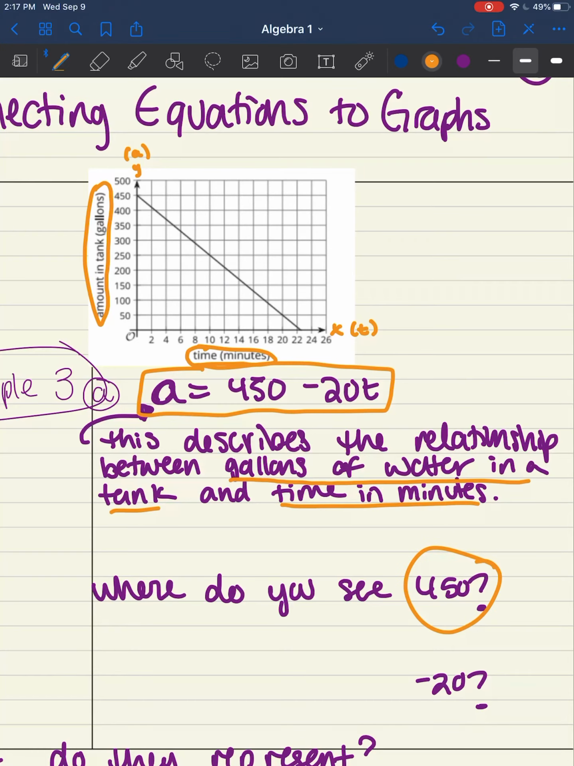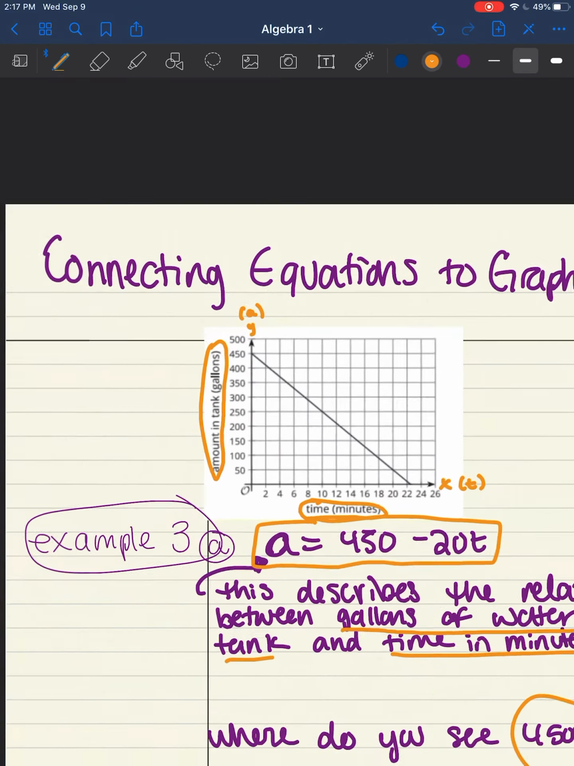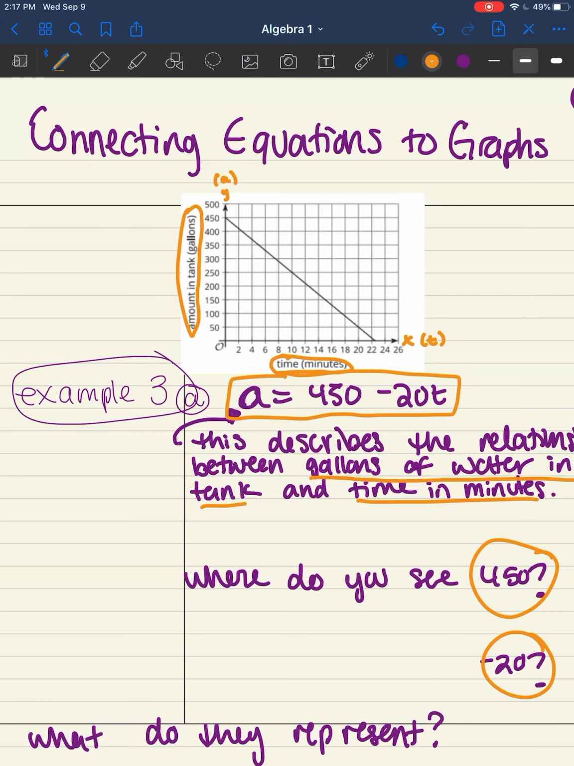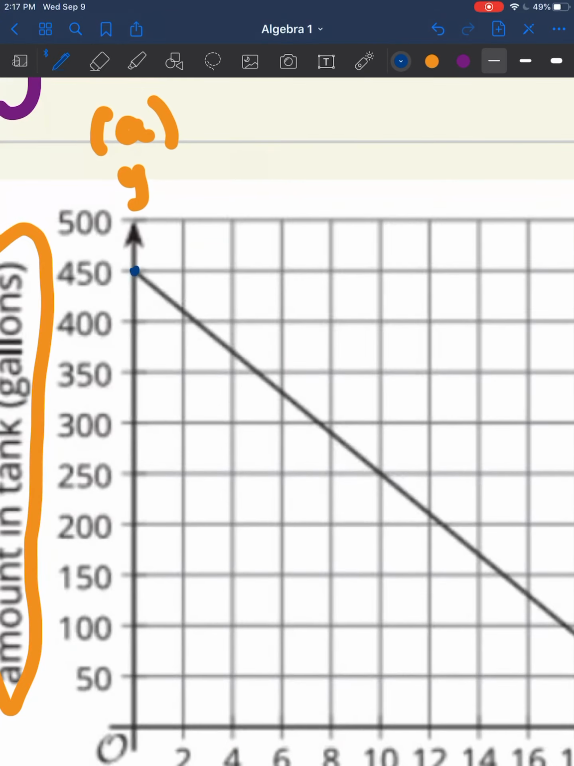Where do you see 450? Where do you see negative 20? Well, right off the bat, I don't see any negative numbers on these axes, so I've really got to figure out what that negative 20 is. I do see 450, so let's talk about that. So here's 450. This is actually the y-intercept.